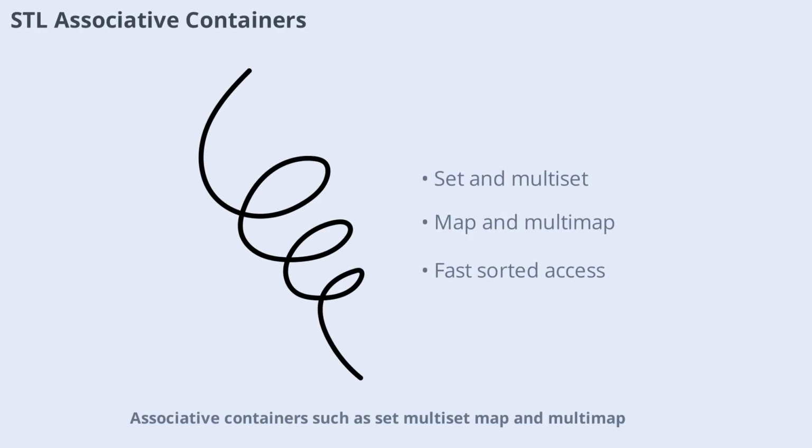Associative containers, such as set, multiset, map, and multimap, store elements in sorted order and allow fast searching, insertion, and deletion. These containers use tree-based structures internally, providing O(log n) complexity for most operations. They are ideal for scenarios where you need to maintain a sorted collection or quickly look up values by key.